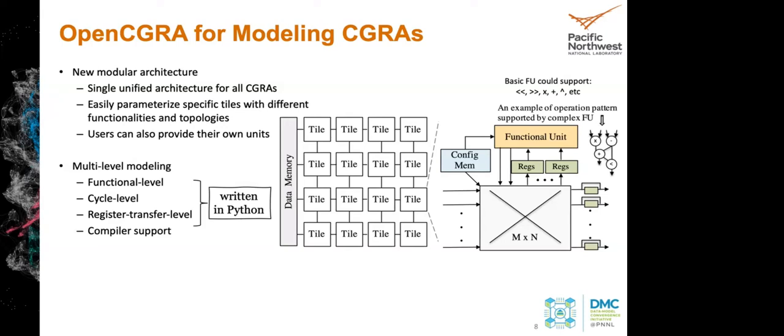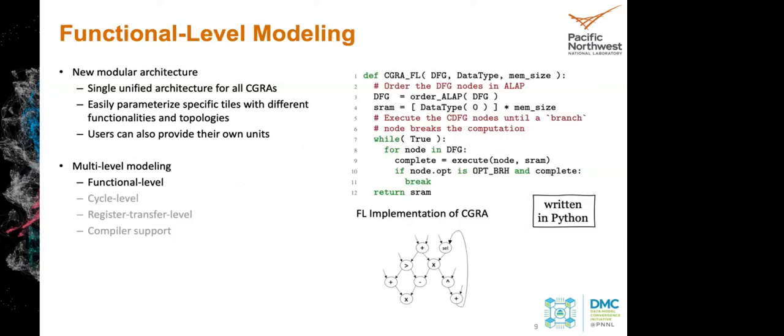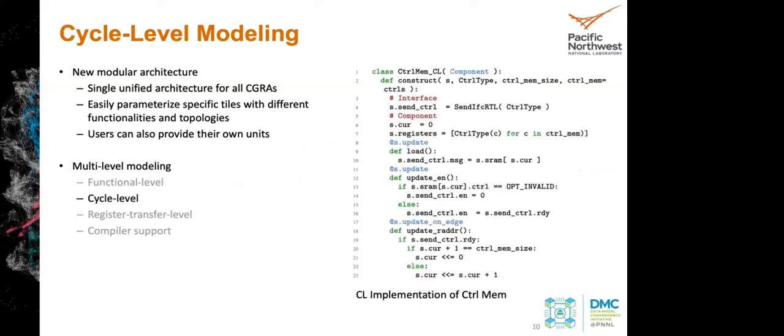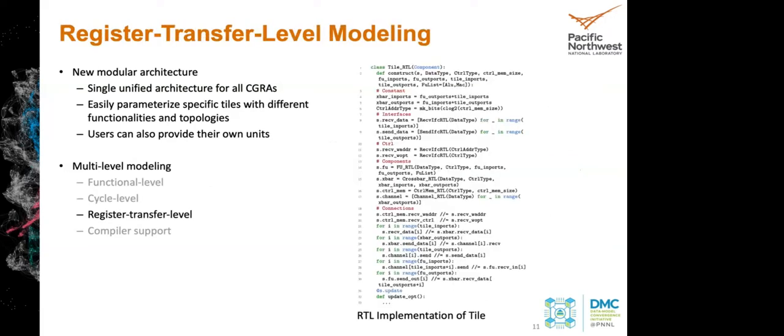All the models at different abstraction levels are implemented in Python. A functional level model just executes every node in the data flow graph one by one until the final branch operation is valid and reached. On the other hand, the cycle level and register transfer level modeling should provide more detailed structural and behavioral information. In this way, the synthesizable Verilog can be generated finally.